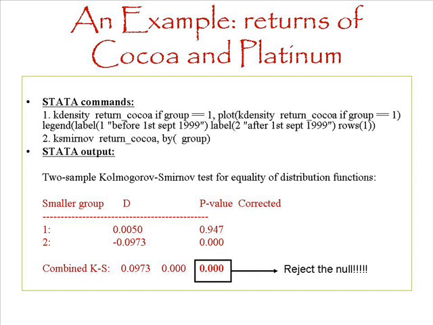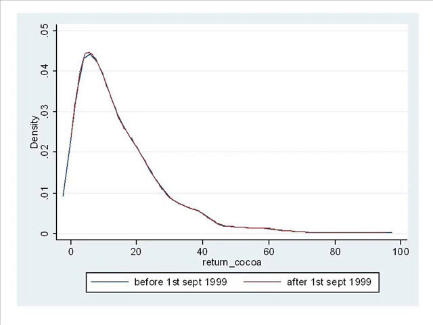As you can see in this graph, that means that the two distributions of returns before the 1st of September 1999 and after the 1st of September 1999 are different. Even though one may say that these are similar, the Kolmogorov-Smirnov test rejects this hypothesis. So the Kolmogorov-Smirnov test is a precise tool to evaluate whether two distributions are the same.